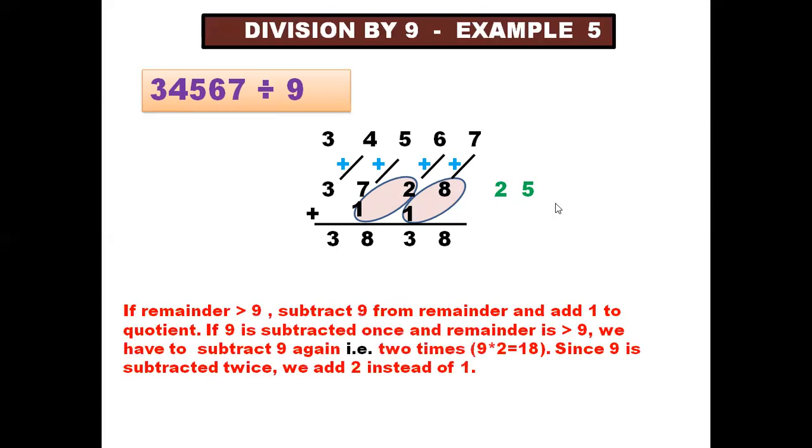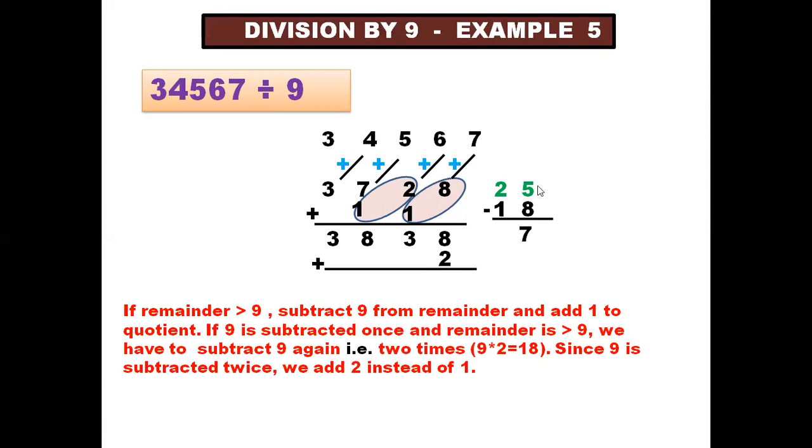Now we see that the remainder is greater than 9, definitely. But if we subtract 9, 25 minus 9 gives us 16. So 16 is again greater than 9. So what we do is we subtract 9 two times. So 9 plus 9 is 18, so 25 minus 18. Since we are subtracting 9 two times, we will add 2 to the quotient.